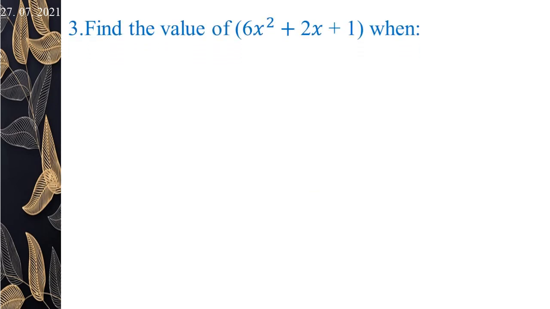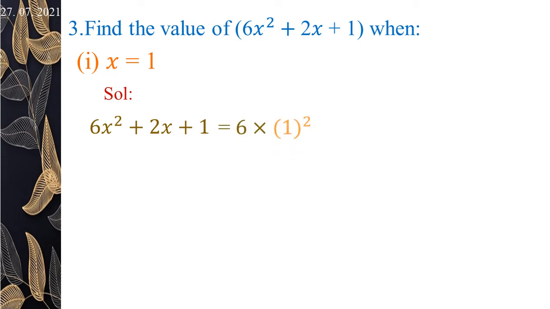Let's see third Roman. Find the value of 6x squared plus 2x plus 1 when first, x equal to 1. Let us find the solution. The expression is 6x squared plus 2x plus 1. Now substitute the x value in x's place: 6 into 1 whole squared plus 2 into 1 plus 1.